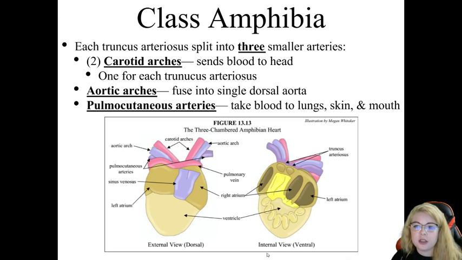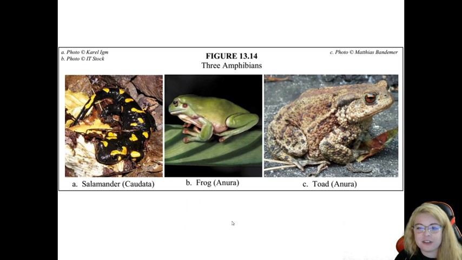And here's an image just showing you the 3-chambered heart of the amphibian, as well as you can see these arteries here, the ventricle, the atrium, and the different aortic branches and arches all off here. So again, lucky you, you get out of having to label that on a real test this year. All right, and so here's some members of class Amphibia: the salamander, the frog, and the toad.